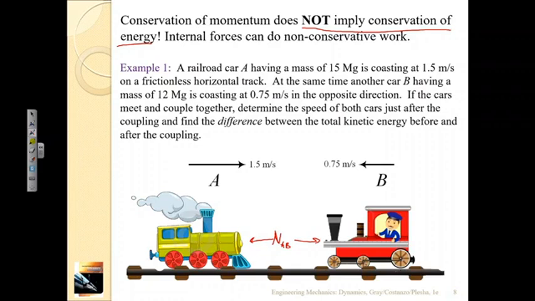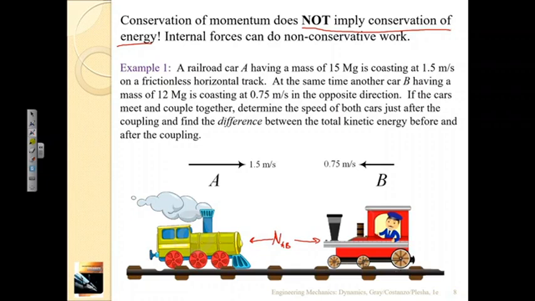At the same time, car B, which has a mass of 1,200 megagrams, or 12,000 kilograms, is going the other direction at a speed of 0.75. So my initial velocity of B is minus 0.75 meters per second in the i direction. It's going the wrong way.